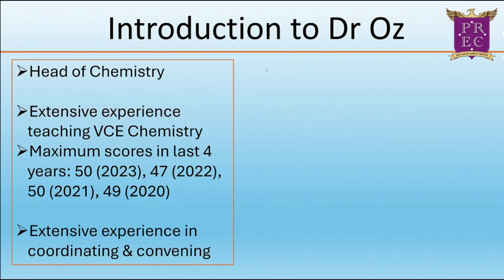So a very quick introduction to myself, and this follows the very kind and warm introduction provided by Dr. Olivia. Thank you. I am the head of chemistry. I do have extensive experience in teaching both Year 11 and Year 12, and I'm happy to share my scores for the last 4 years, where me and my team produced a perfect score of 50 in 2023 and 2021. And in particular, these students were coming from my class. Other scores, 47 and 49 respectively, are also very strong scores, which I'm very happy to present. I do have extensive experience in both coordinating and convening subjects. Prior to my role as head of chemistry, I have also previously been the head of Year 8 and Year 9 science respectively at my high school.